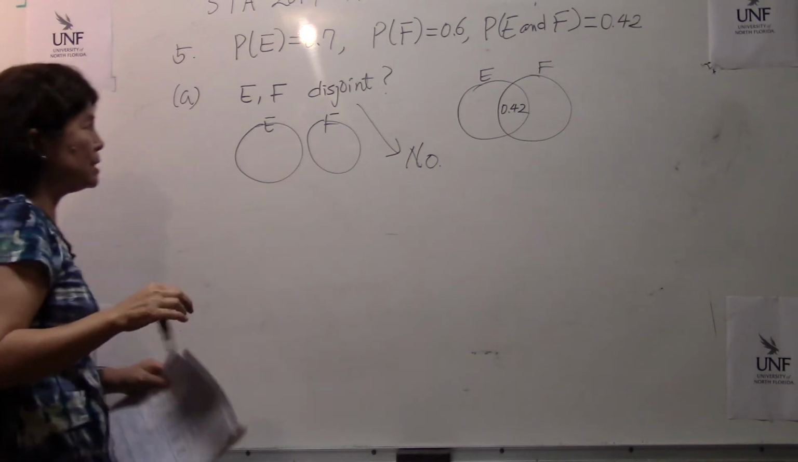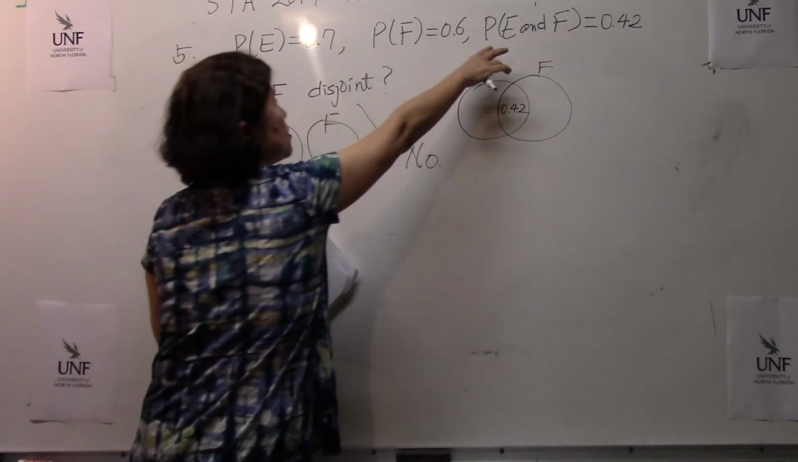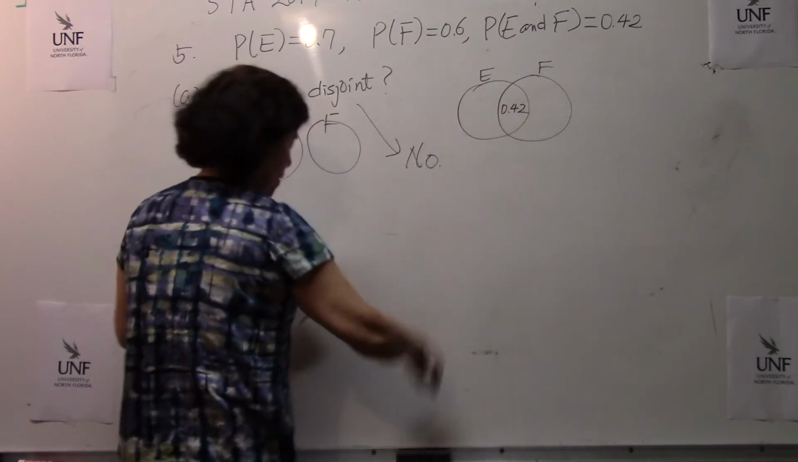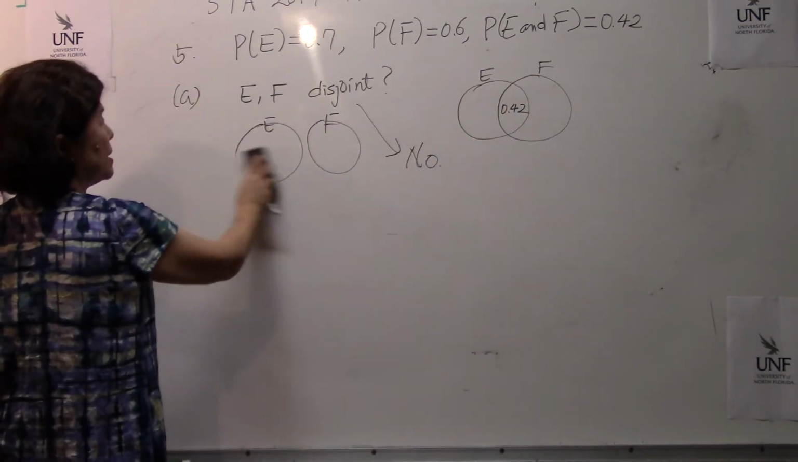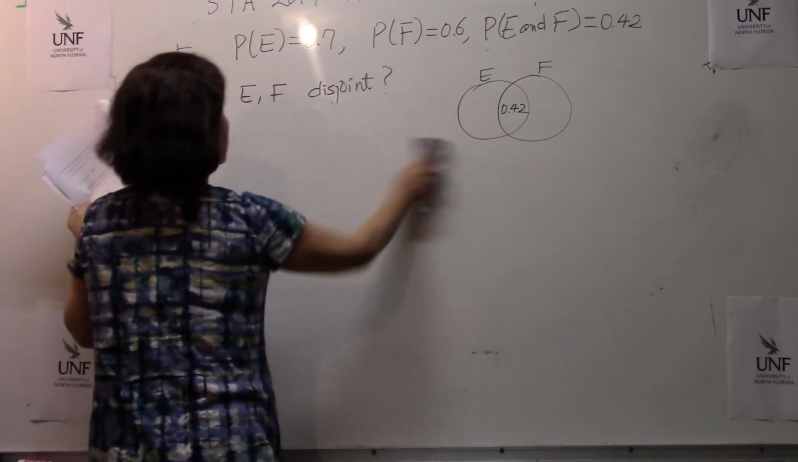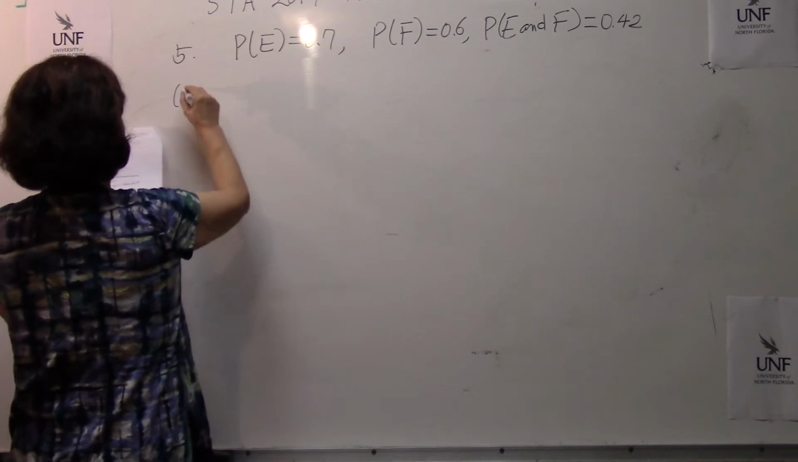They are not disjoint. Okay? Disjoint means this, but the third condition says this. Therefore, the answer is no. There are no other things that give us a clue. The next one is B.